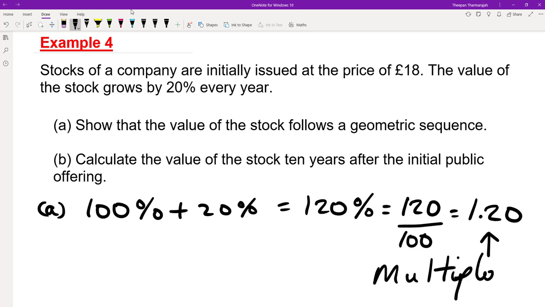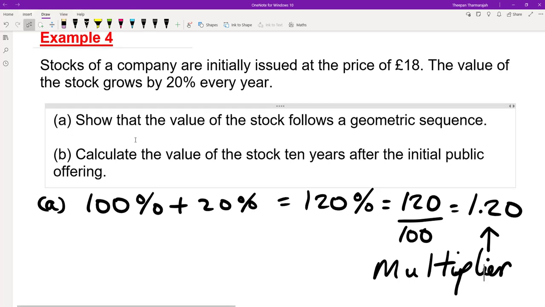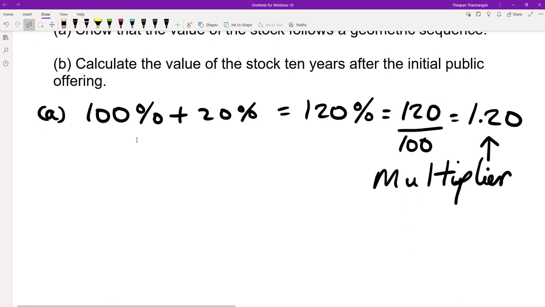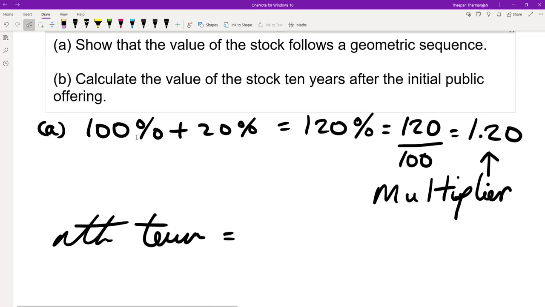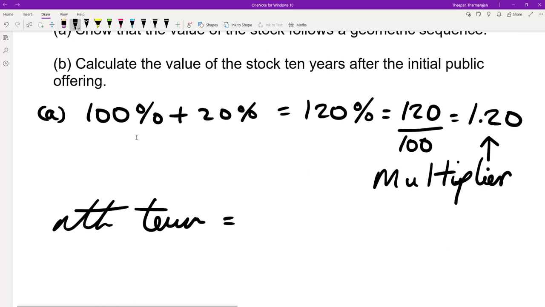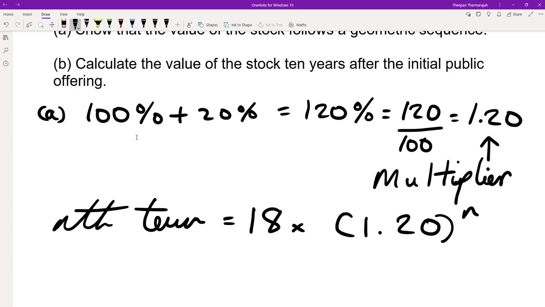Okay, so the general strategy is to always work out your multiplier first. Now we've got that. Then what we need to do is write it down in terms of an nth term. So we can say that the nth term is going to be the initial value, which is £18. So we do 18, the initial value, times by the multiplier, 1.20, but now we raise it to the power of n.